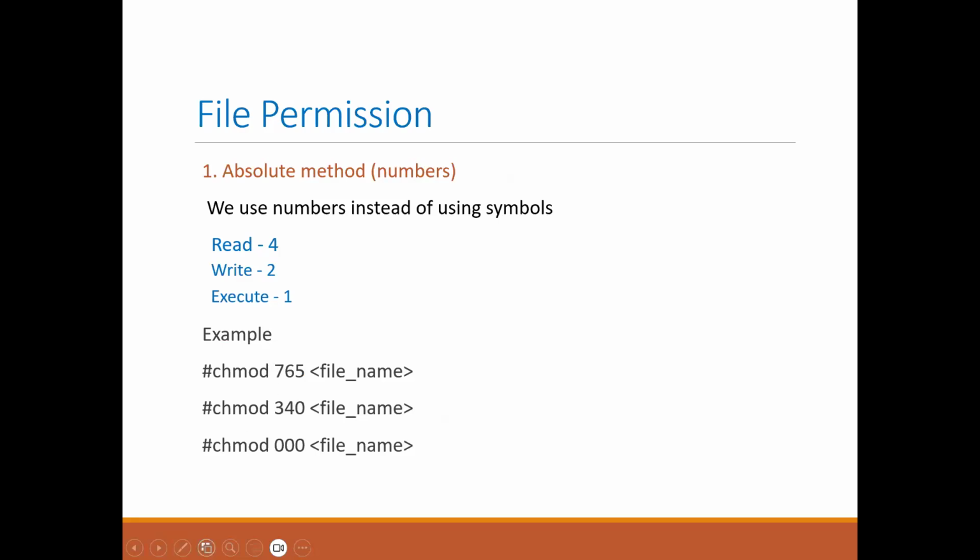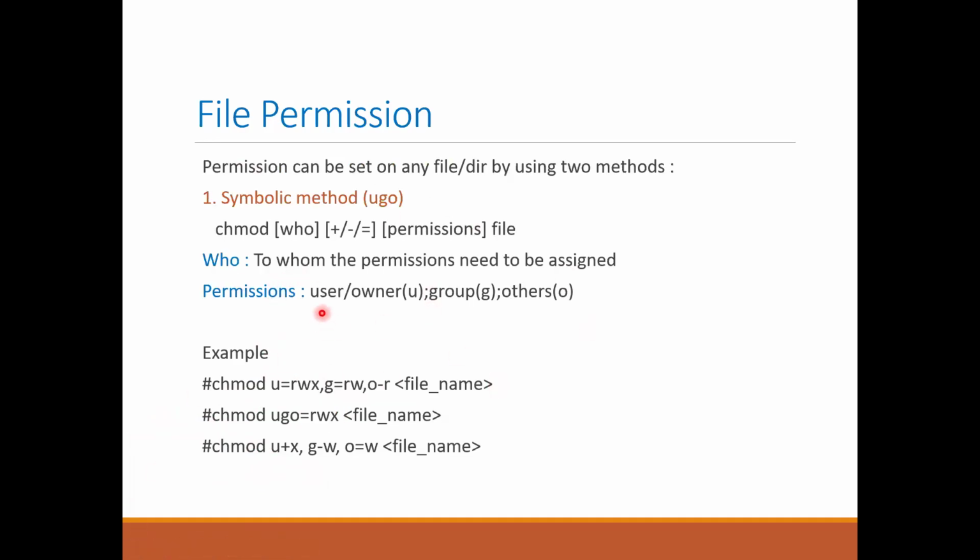So here you need to understand, 7 represents the user permission, 6 represents the group permission, and 5 represents the other permission. If it is 000, it means no permissions to anyone, neither user, nor group, nor other. So this is the method which you can use, or you can use the symbolic method. The one which you find suitable, you can go with that. Okay.